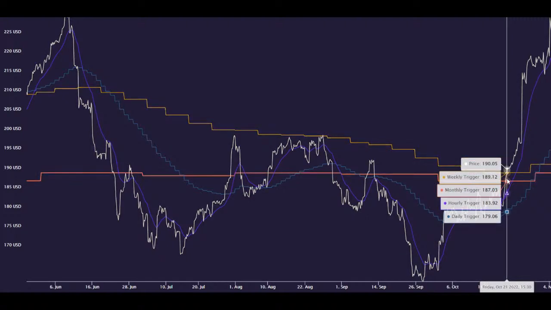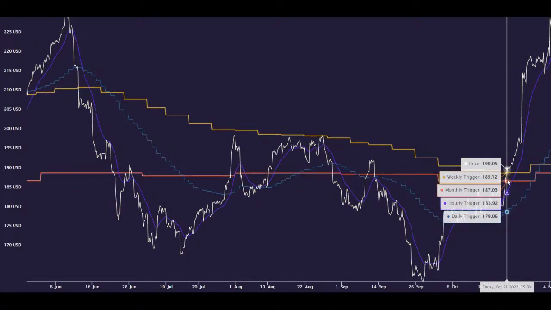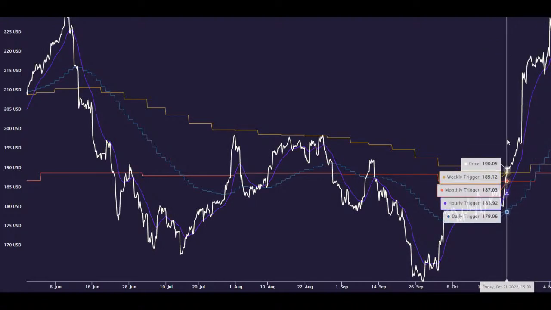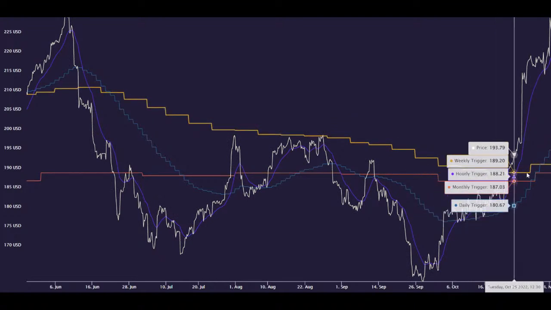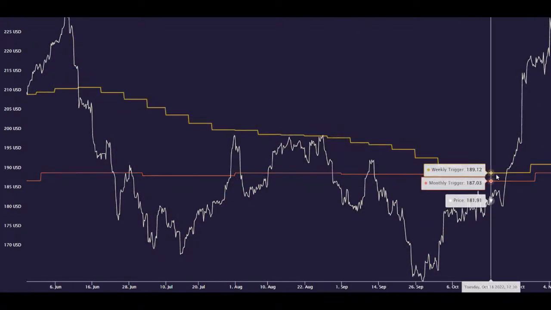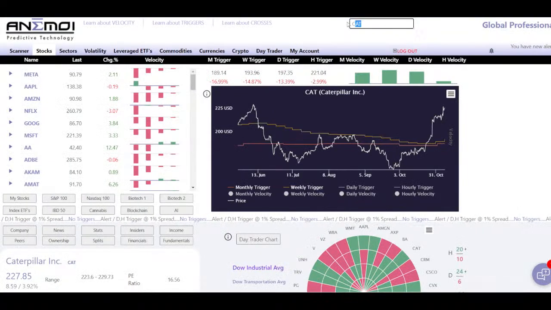These two triggers are very, very strong acceleration levels, and especially when they're clustered together like this, it's even stronger. And price was able to move $40 in the span of literally 10 days due to this powerful setup, where price is breaking through the monthly trigger and the weekly trigger. And then you can see that the weekly trigger, let's remove the hourly trigger and the daily trigger, you can see that the weekly trigger starts to airplane off the monthly trigger, and I would guess that CAT is going to be bullish for the time ahead.